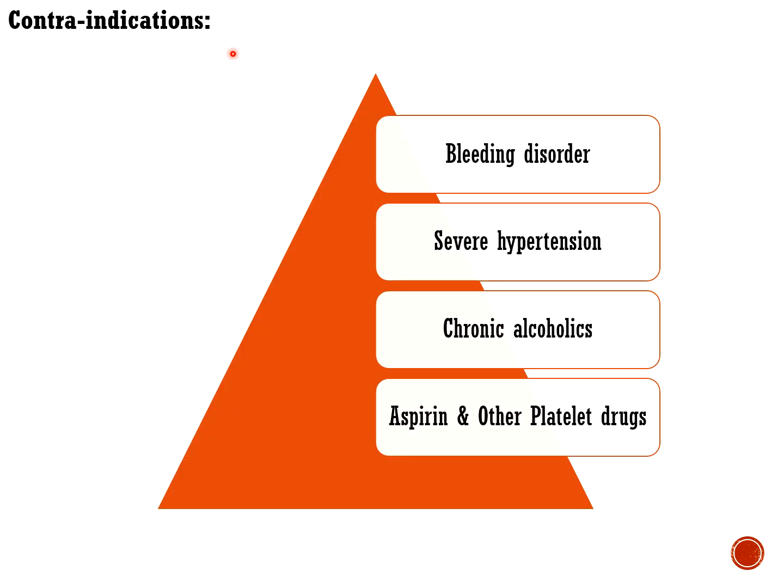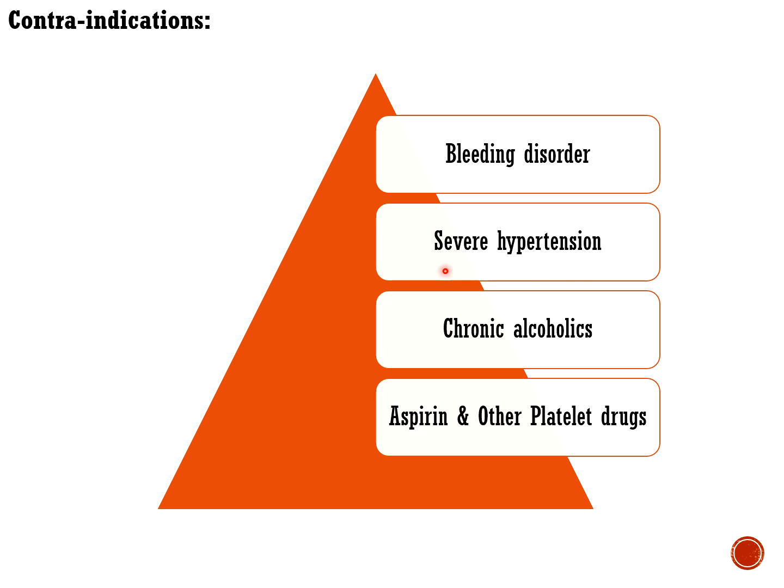Contraindications. Heparin has anticoagulant action, and when we should avoid this heparin or take precautions to administer it, that we call contraindications. We should not give it in case of bleeding disorder. If the person has a bleeding disorder, we should not give heparin because it causes excessive bleeding, because it has an anticoagulant action.